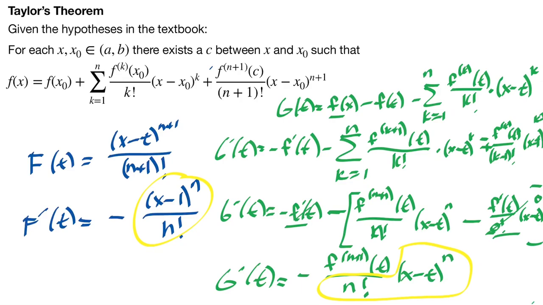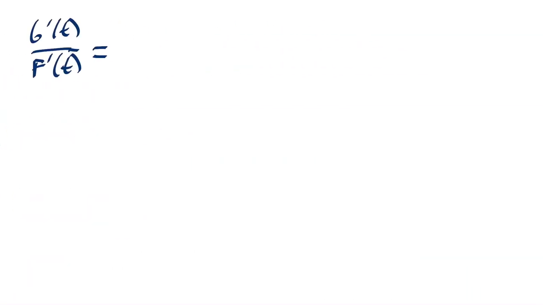So what you'll notice is that we have g prime of t divided by f prime of t. If I divide those two derivatives by each other, then what do I get? Well, the x minus t to the n's cancel each other out, the n factorials cancel each other out, and the negative signs cancel each other out, and the only part that doesn't cancel is this n plus 1 derivative. So when I divide those, all I have is the n plus first derivative of f evaluated at t.